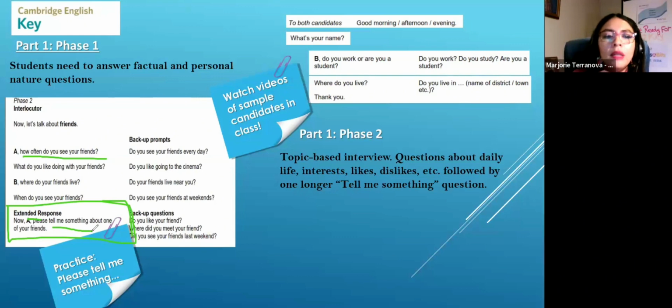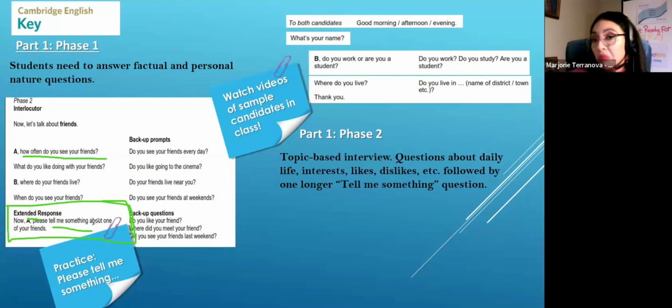For example, tell me something about one of your friends, Marjorie. Well, my best friend's name is Michelle. She is tall and she has long, straight blonde hair. She enjoys cycling on the weekends, and I love her because she really gets me. I gave 4 sentences, right? So a student who is prepared will know that at this point, it's at least 3 sentences.